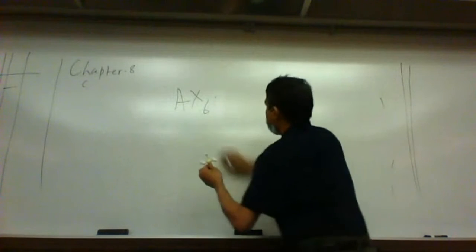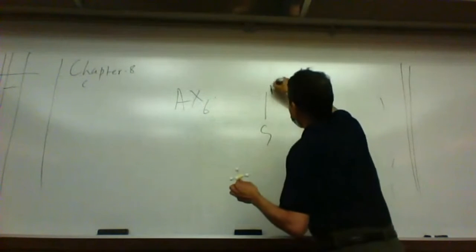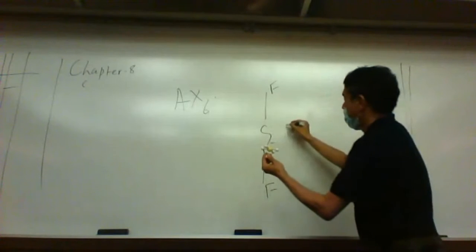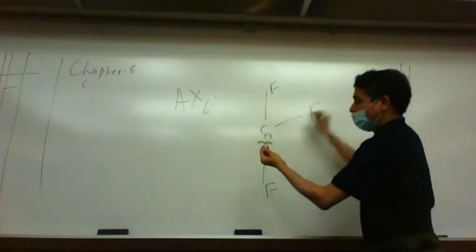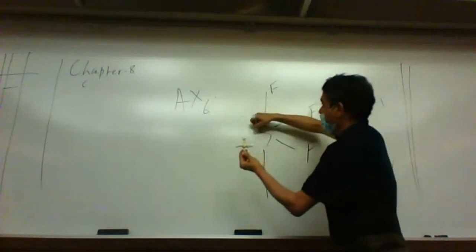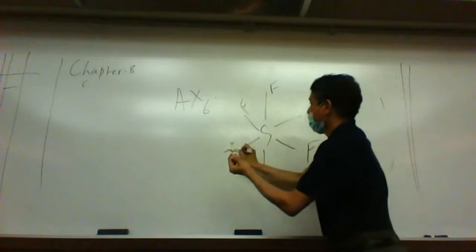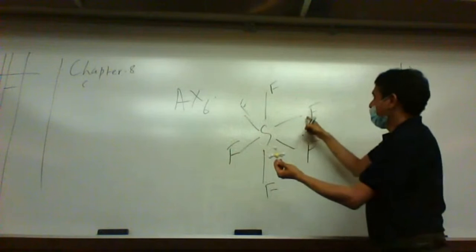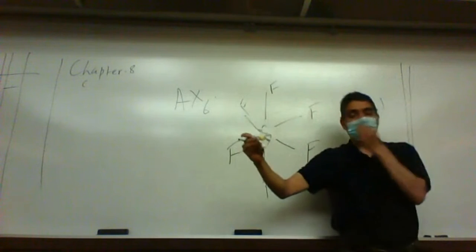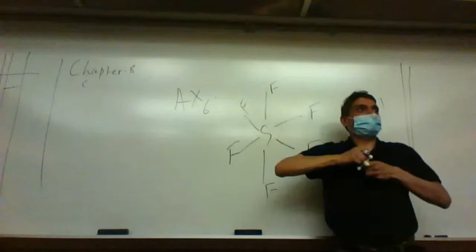If you want to write the structure, the central atom is S, one is going up like this, and one is going down like this, SF6. Now this guy is this one, and this guy is this guy, like this. Although this one and this one and this one don't look to be in the same plane, in reality, if you look at the molecule, they are in the same plane.